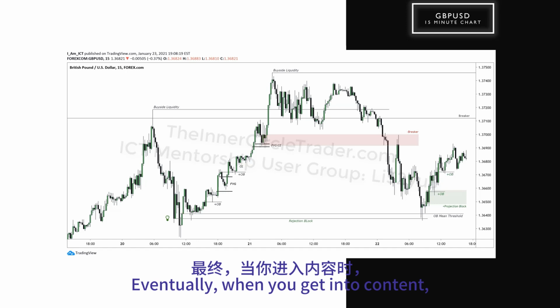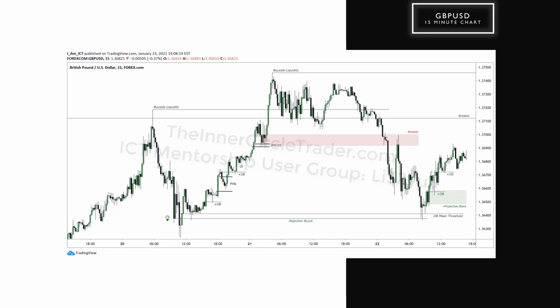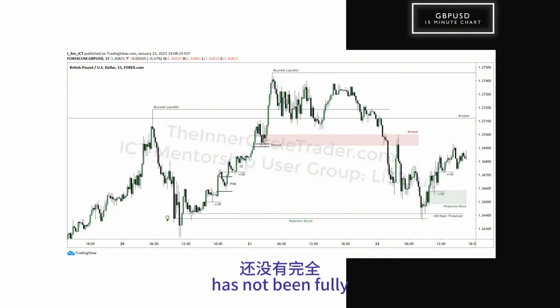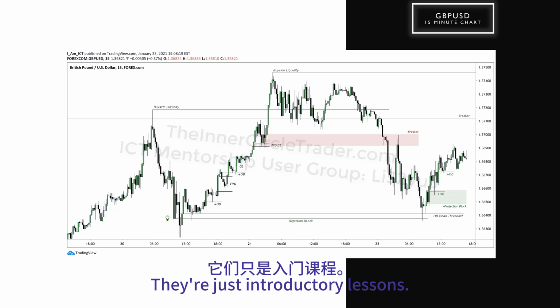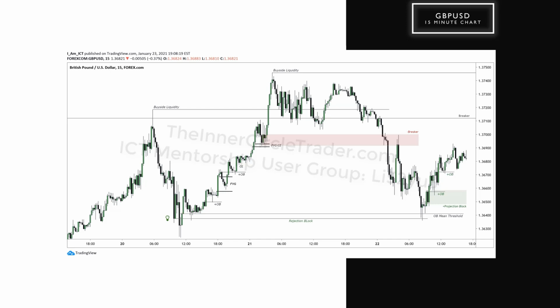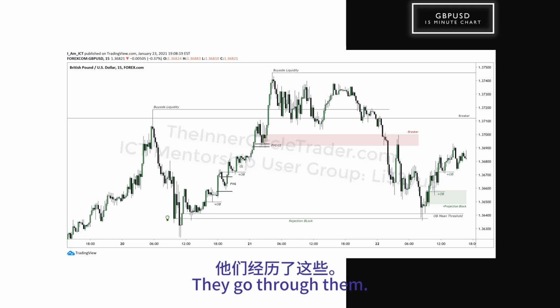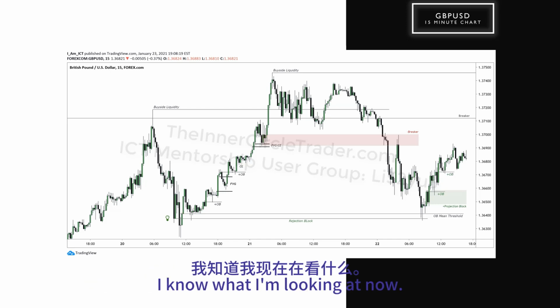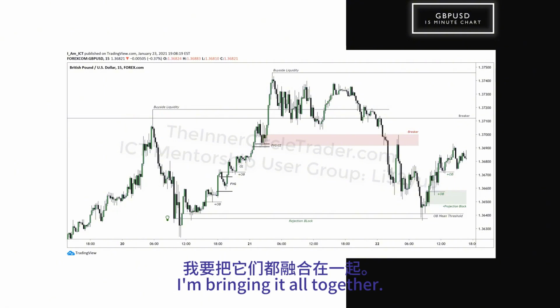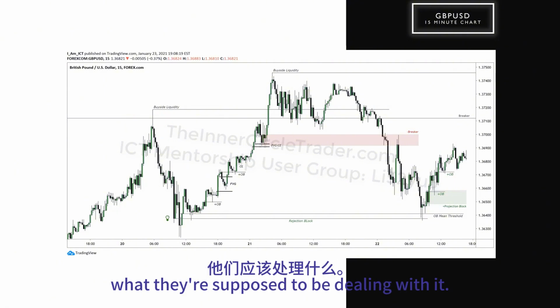Eventually, when you get into content, you're going to come to a lesson on rejection blocks. And that obviously is not all there is, just like every other lesson has not been fully explained or illustrated. They're just introductory lessons. Many people think they got the content, they got the mentorship, which is those lessons. And then they discover by going through them, just like the charter members did, they feel like, I have a lot of information, I know what I'm looking at now, I just can't put it together. Right, that's mentorship. That's what I'm doing this year. I'm bringing it all together so that everybody knows what they're supposed to be doing with it.